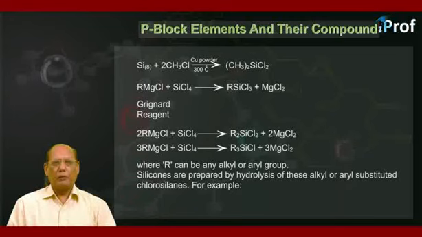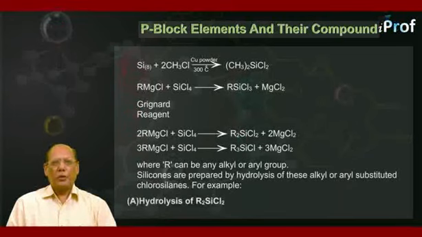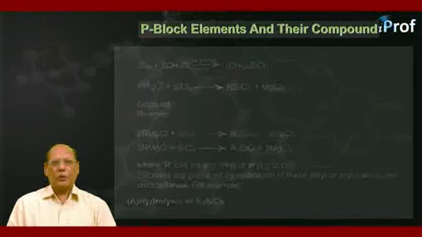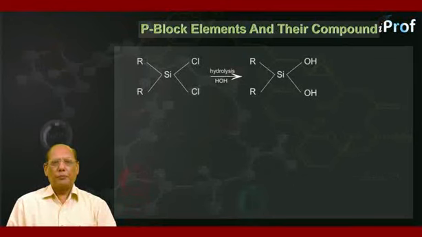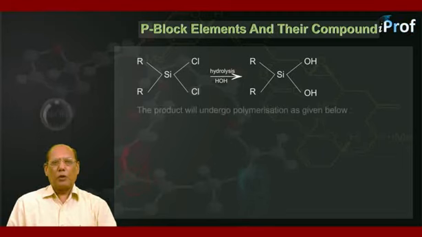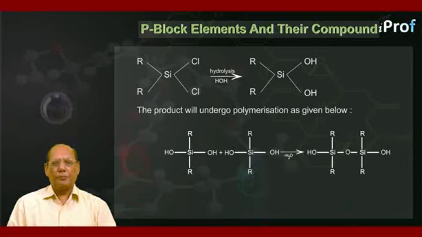For example, A. Hydrolysis of R2SiCl2. As shown below, R2SiCl2 undergoes hydrolysis. The product is R2Si(OH)2. The product will undergo polymerization as given below.